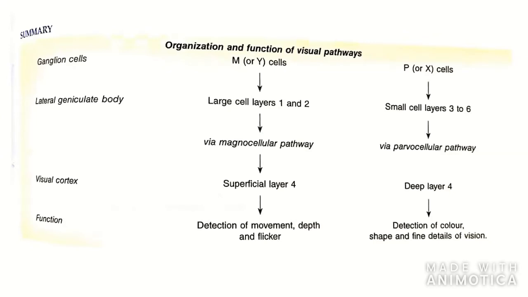Now the fibers from the X ganglion cells end in layers 3 to 6 of the lateral geniculate body via parvocellular pathway, project to the deeper layers of visual cortex and they are responsible for detection of color, shape and fine details of vision after terminating in the inferior temporal lobe and forming the ventral pathway.